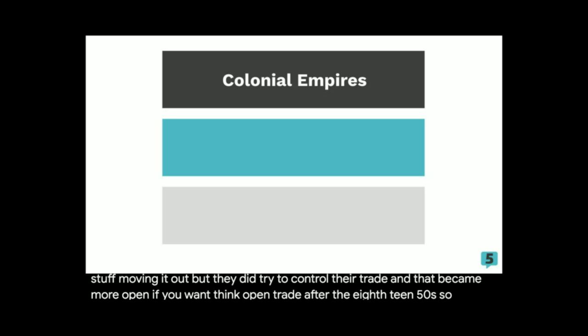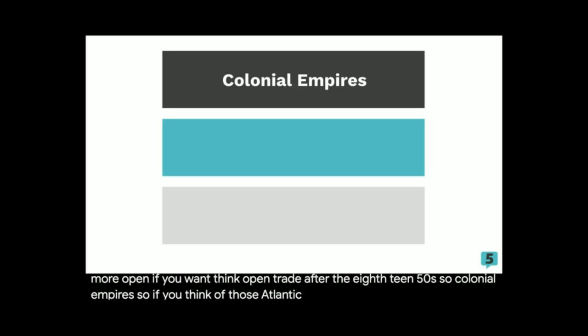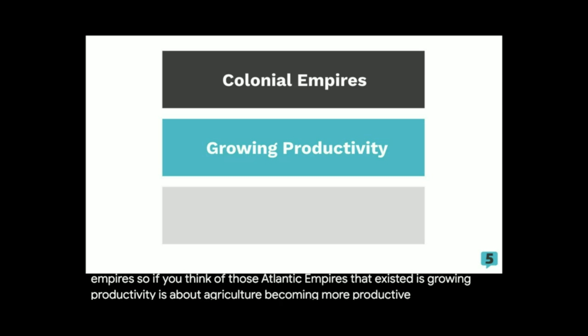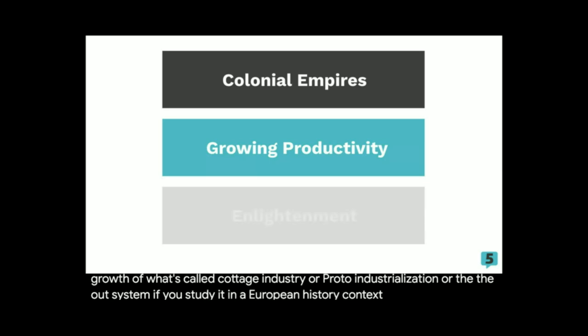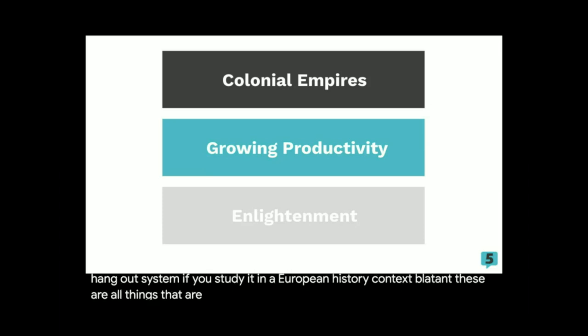Okay. So colonial empires, if you think of those Atlantic empires that existed, this growing productivity is about agriculture becoming more productive, and also the growth of what's called cottage industry, or proto-industrialization, sometimes called the putting out system if you study it in a European history context. And the Enlightenment. These are all things that are better thought of as context, creating conditions or contributing to how these revolutions happened, as opposed to straight up causes. So I'll take a quick look at each one.